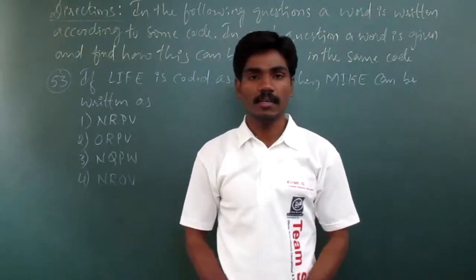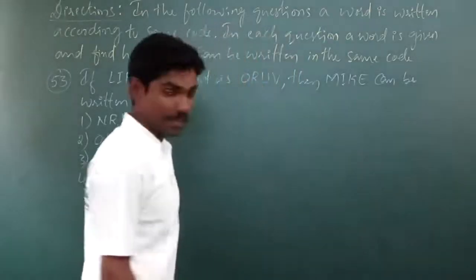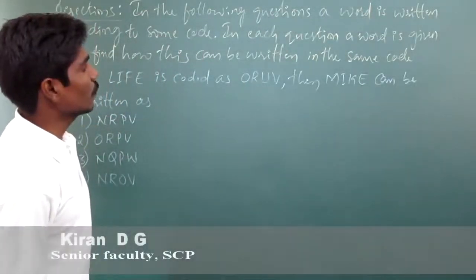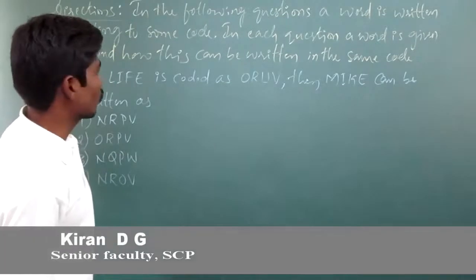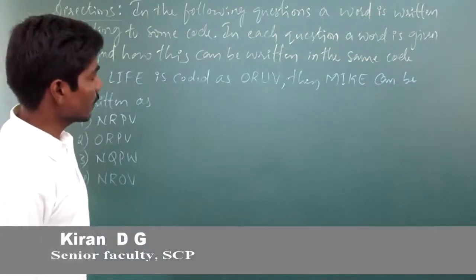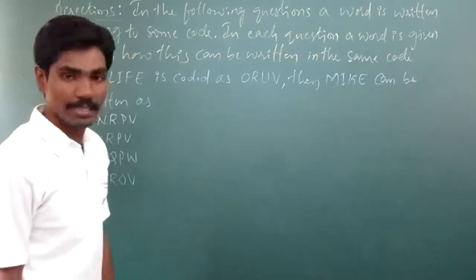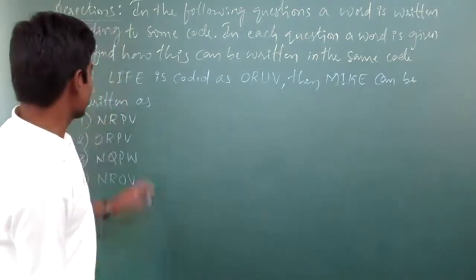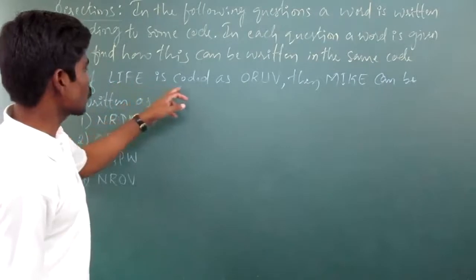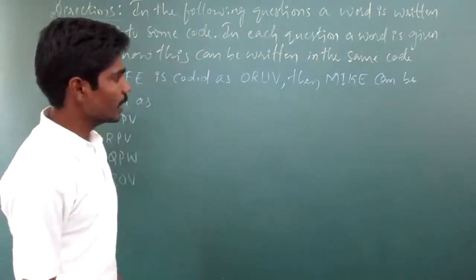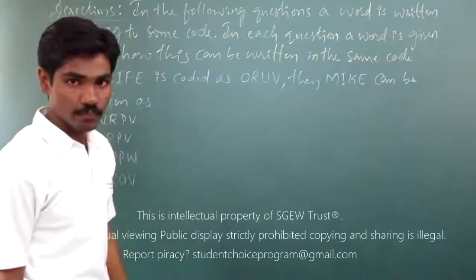Well friends, here is the next problem. First let us see the given direction. The given direction is, in the following questions a word is written according to some code. In each question a word is given and find how this can be written in the same code. Let us consider the given question. If life is coded as ORUV, then Mike can be written as.